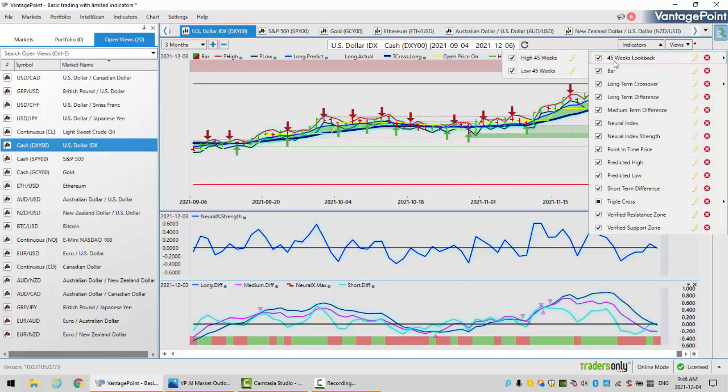We've got our 45-week look back. We're using bars to keep things simple, not candles. We've got our long-term crossover, our long-term predicted difference, our medium-term predicted difference, Neural index strength, which we'll discuss more at length in this particular presentation, our point in time to tell us how we've done on the week and where we're going for next week, the very important predicted high and predicted low, our short-term predicted difference, our modified triple EMA cross, using only the key level to help weed out these levels here to avoid some confusion, and of course the verified support and resistance zones.